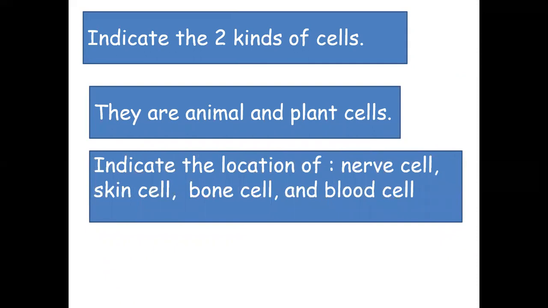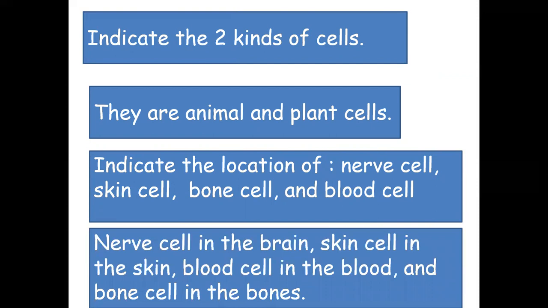Now, indicate the location of. These are some kinds of cells that are found in the body. We have nerve cell, skin cell, bone cell, and the blood cell. Now we have to indicate. Indicate, as we mentioned before, means name. I have to name. The location means the place of these cells. Where are they found? Nerve cell is found in the brain, skin cell is found in the skin, blood cell is located in the blood, and bone cell is located in the bones.